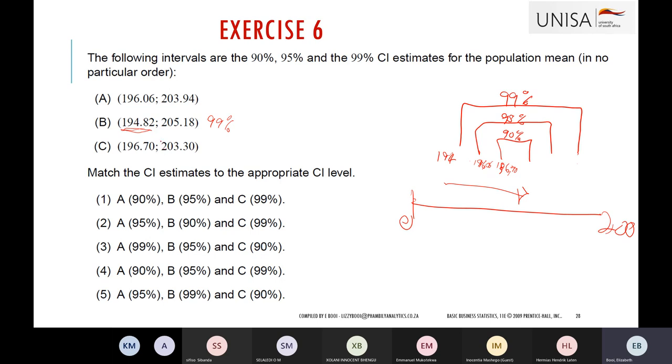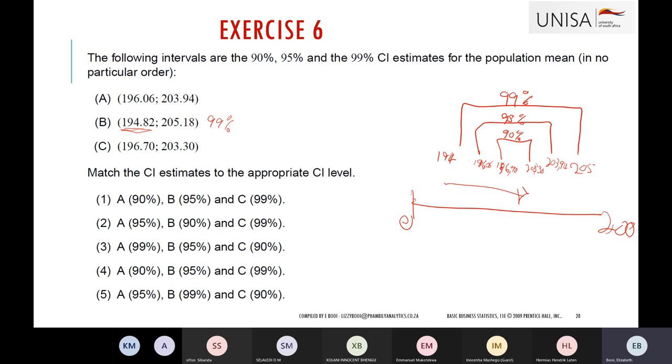So if we look at the bigger side as well, we can see 203 and 205. So this will be 205, and this will be 203. We just need to determine which one is which now. We know that 30 will be before 94, so this will be 30, and this will be 94.